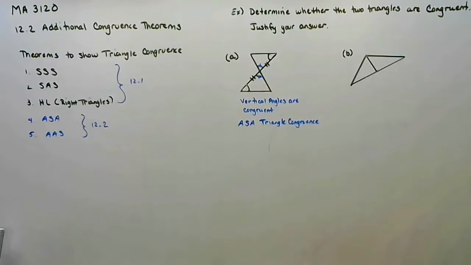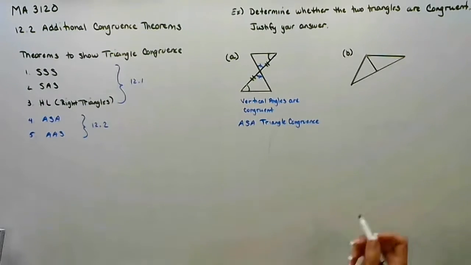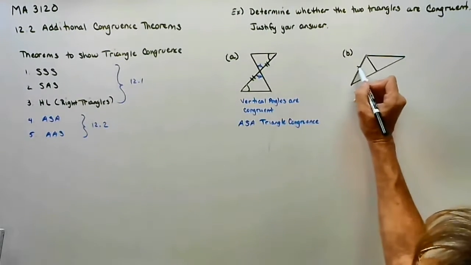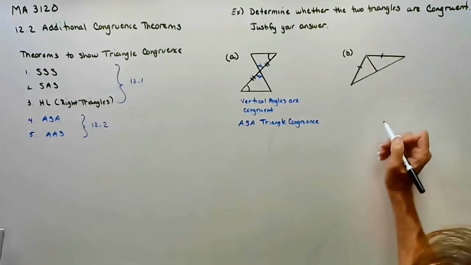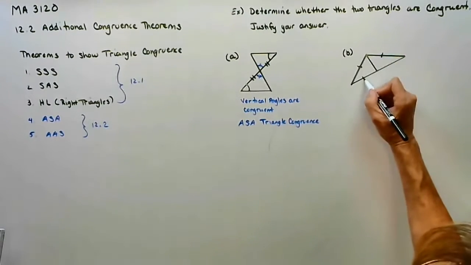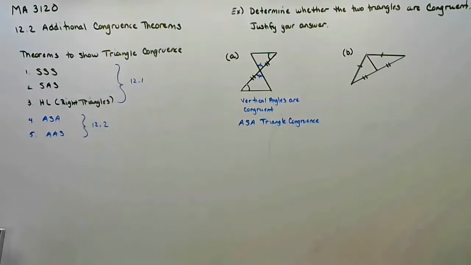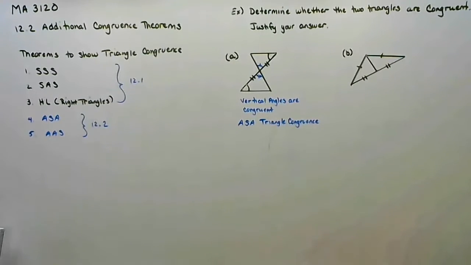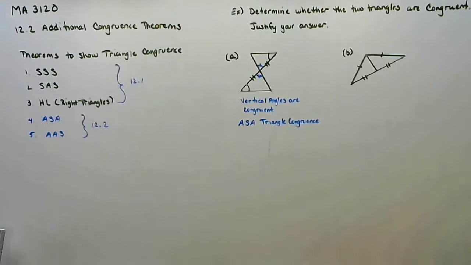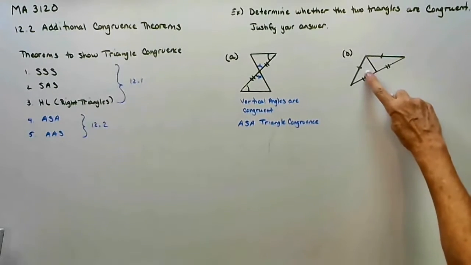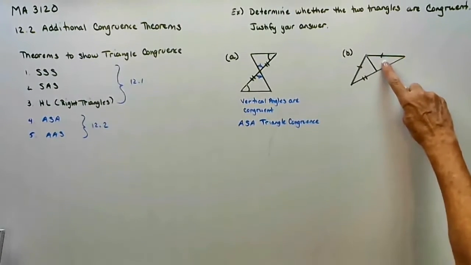Now the other pieces of information I gave you, this side is congruent to this side. This line segment is congruent to this line segment. And that's all you've been given. So I want to try to show that this triangle on the left is congruent to this triangle on the right.